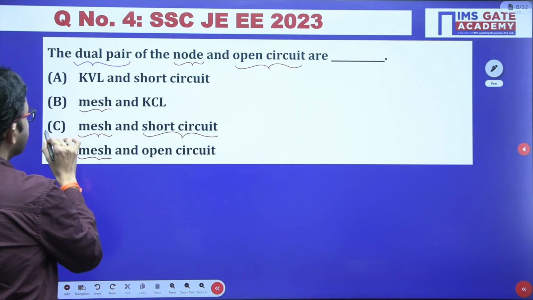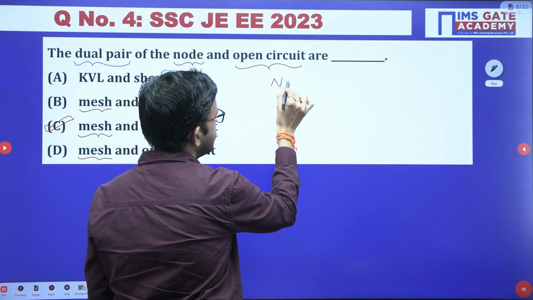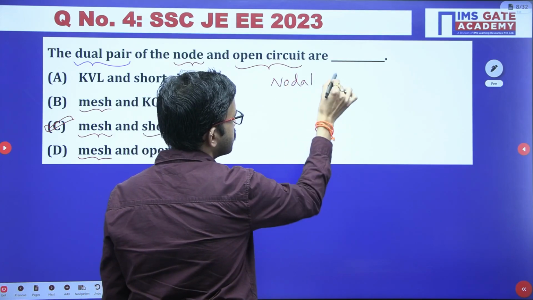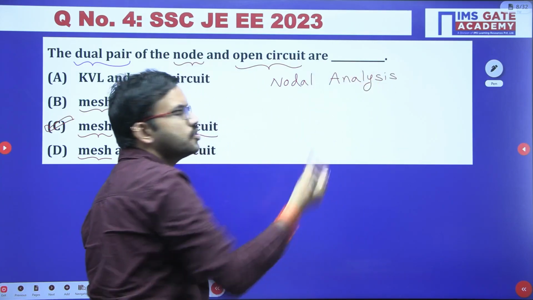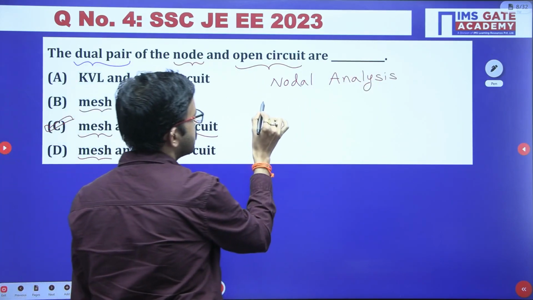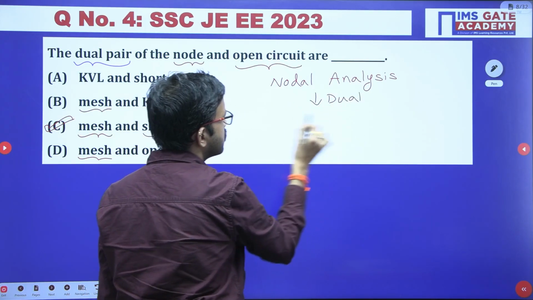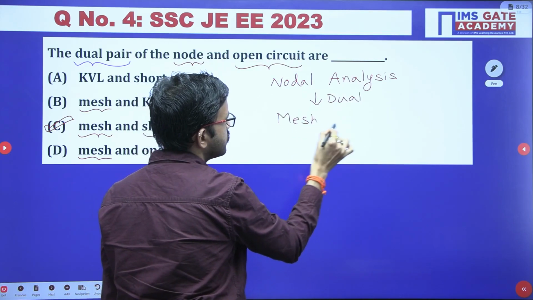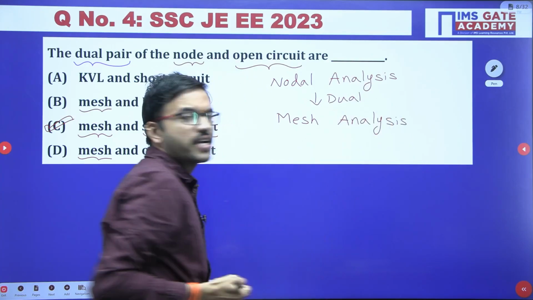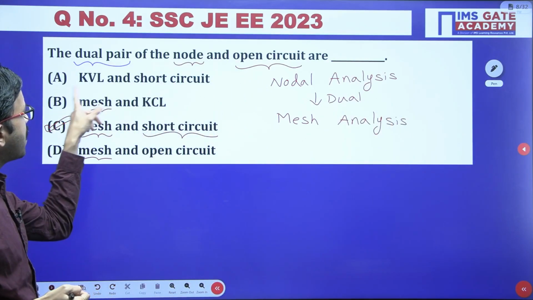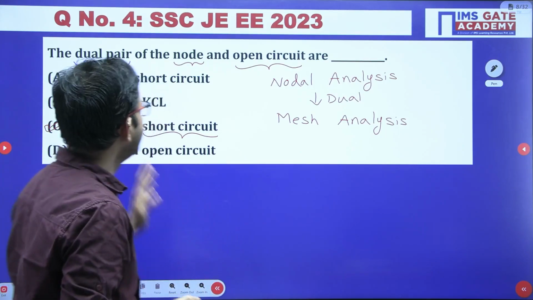So you have option C. Suppose a question can be solved with the help of nodal analysis; for that circuit, if you apply the dual, you get mesh analysis. The dual of nodal analysis is mesh analysis. Similarly, here you have KVL, and KVL and KCL are dual.